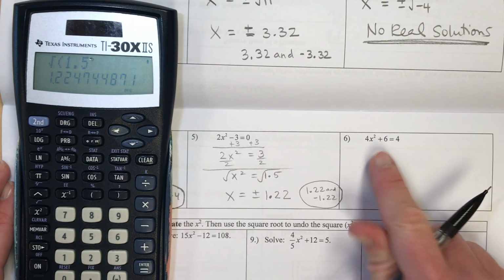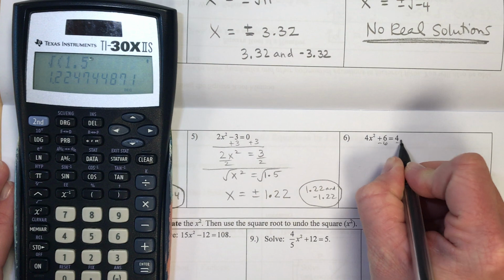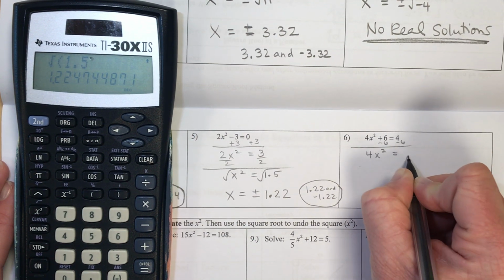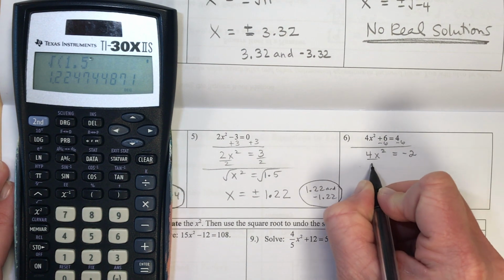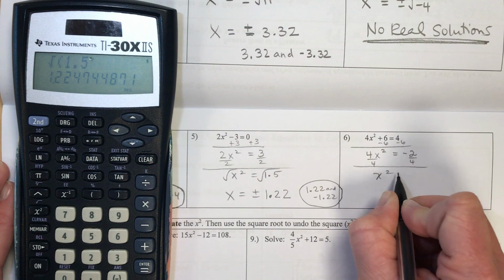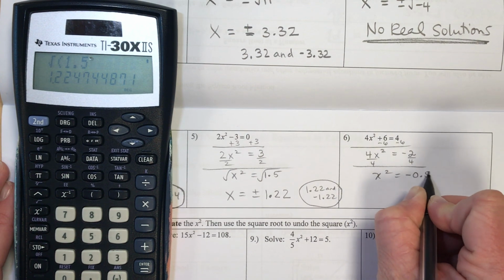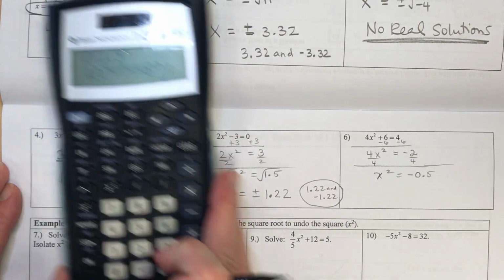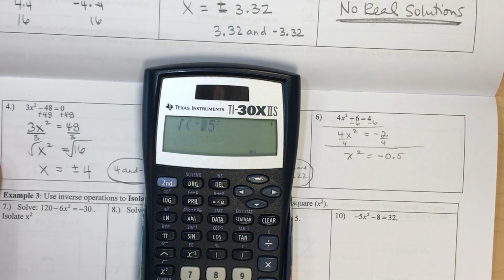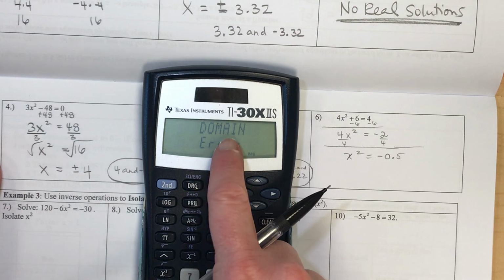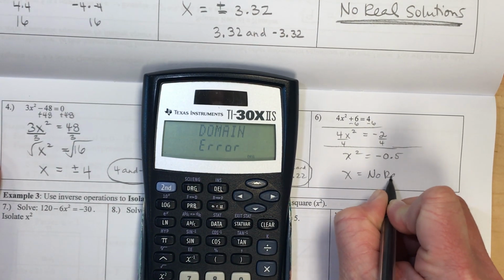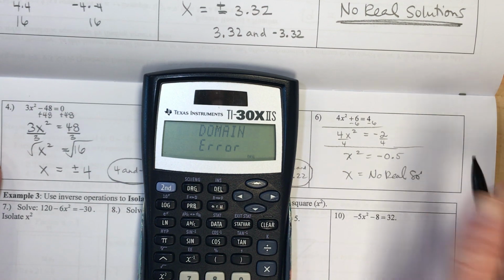And then here for our last one, I'm going to subtract 6 over. I have 4x squared then is equal to 4 minus 6, or negative 2. Isolate your x squared here by dividing by 4. I'm going to put a decimal here. You could leave it as negative 2 over 4 or simplify to a half. But if I square root a negative, notice you get an error. So we're going to write no real solutions.